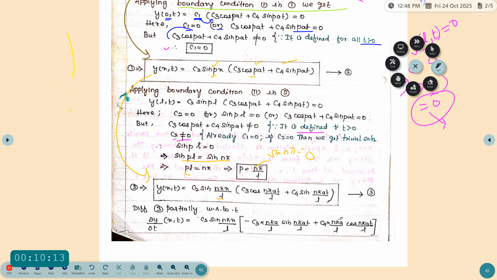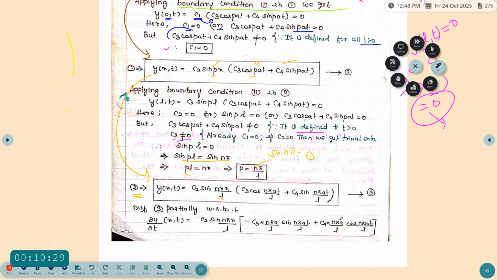So substitute p equal to n pi by L. Then this is our current solution. We applied the first boundary condition, C1 equal to 0. Then applying the second boundary condition, we got p equal to n pi by L. Then this is our current solution. Then apply the third condition.